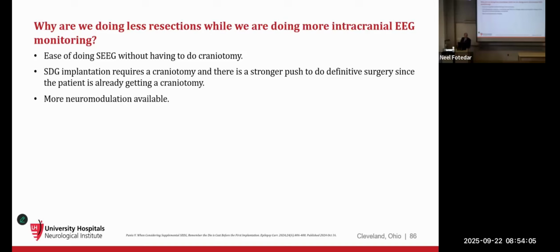So in most cases, we are already relatively confident that we are going to offer some sort of resection. You don't want to subject the patient to craniotomy and then say, sorry, we can't do anything. With SEG, I think people feel it's less invasive, so we do implant more, but we do less surgery, and with the increase in neuromodulation. But the other reason is we're not doing a good job at phase one. Okay, that's the other thing.